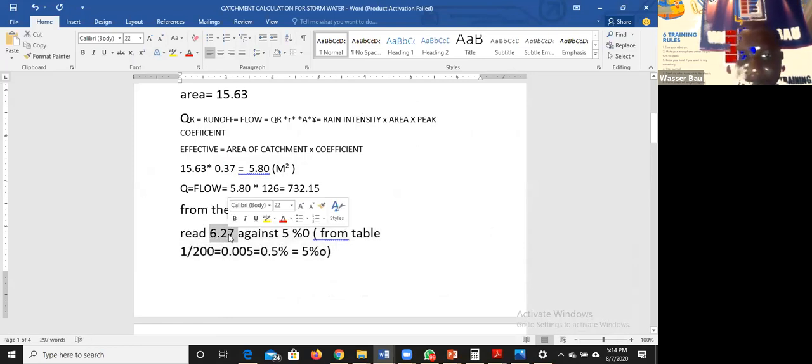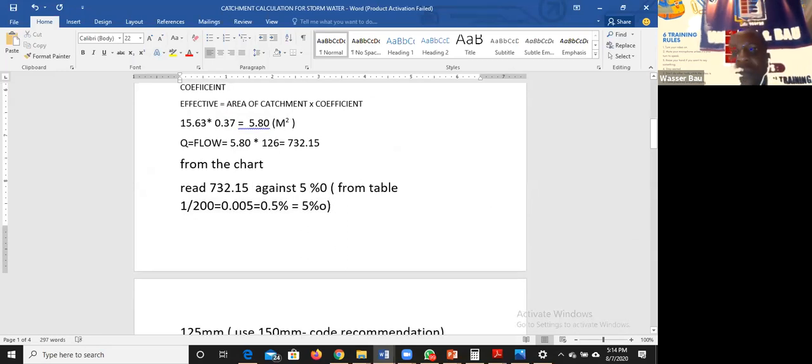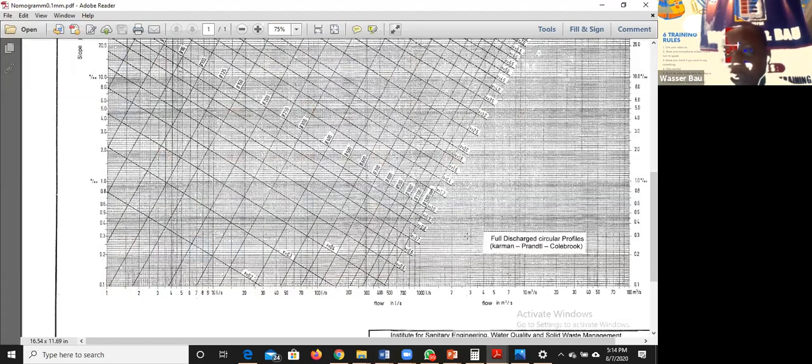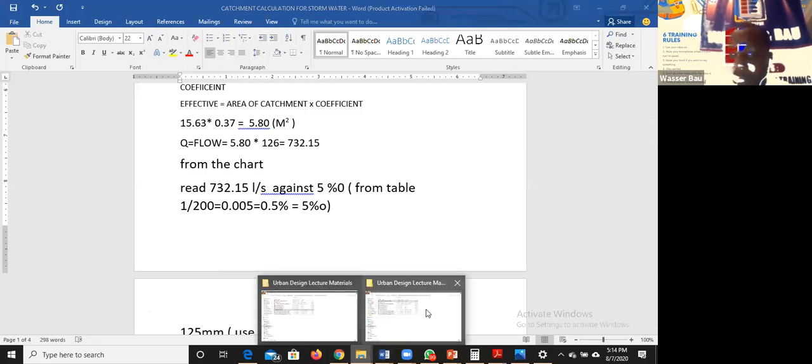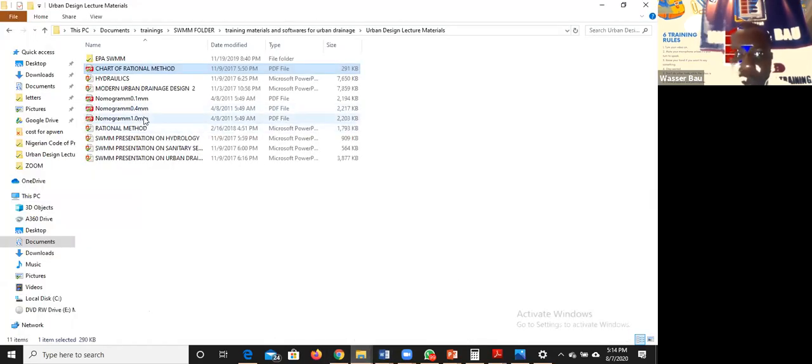So from the chart now, we'll read 732.15 against 5%. Okay, this is 732 liters per second. Remember, this chart is in stormwater, so it has to be huge. It's normally huge. So if you now read this for the stormwater against 5%, let's see what it gives us. For the chart now, we're not going to use PVC pipe. This is 0.1 mm. So I'm going to close this chart and open the chart for concrete, which is 1.0.